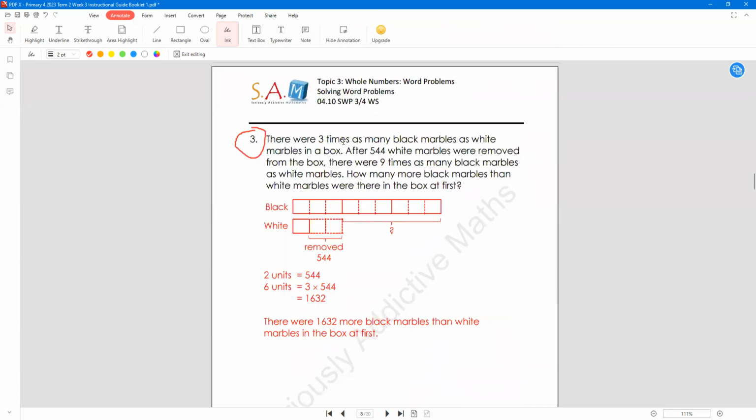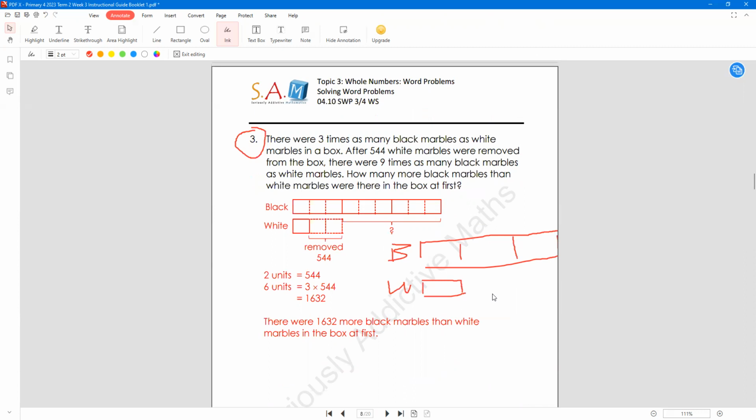So I think it's important to demonstrate this as well. There were 3 times as many black marbles. So start off by drawing 3 units. Okay, like this, something like that. So this is black. This is white. Then you do the cutting when necessary. There were 3 times as many black marbles as white marbles.